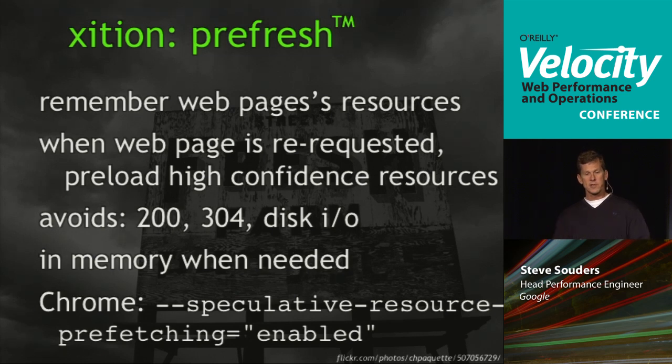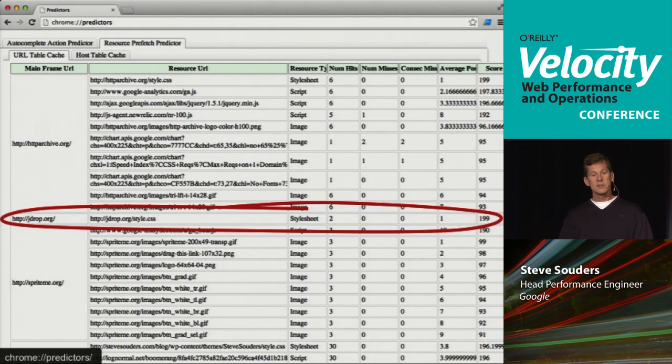In Chrome, you can turn this on in Canary today with this flag. And so you can look at chrome://predictors, and you can see in this other tab, the resource prefetch predictor. You can see what sub-resources are associated with a given URL and what the score is, I think the highest score is 200, the score for the prioritization of how that might be prefreshed.